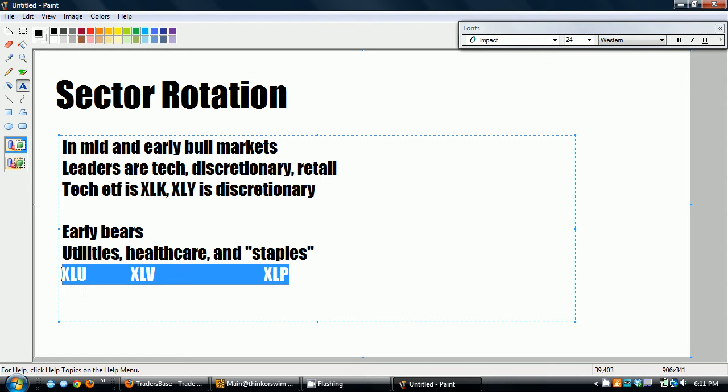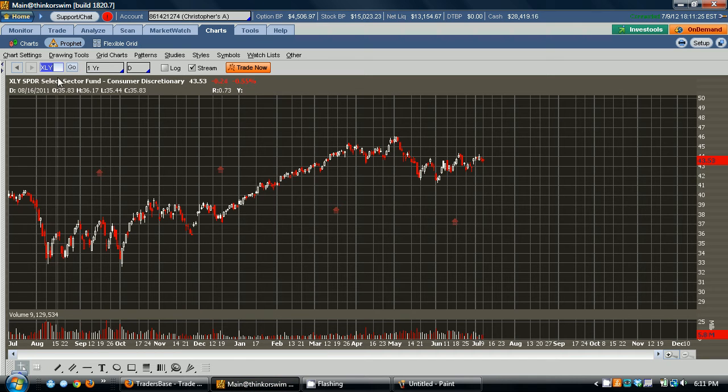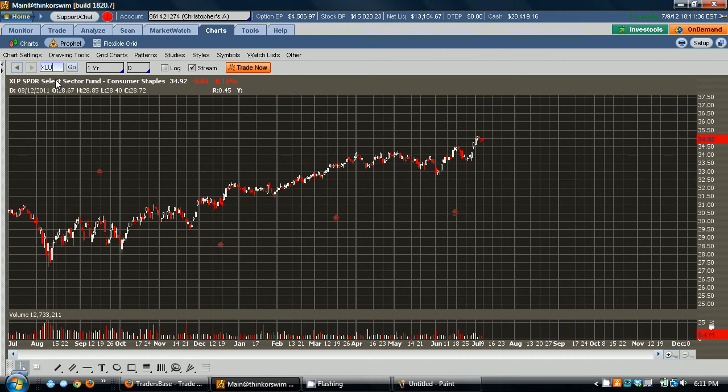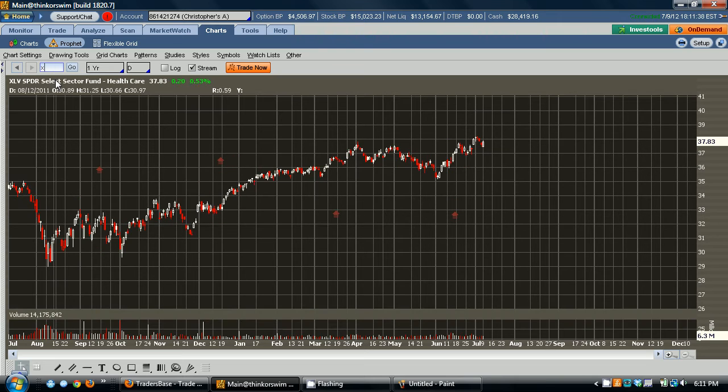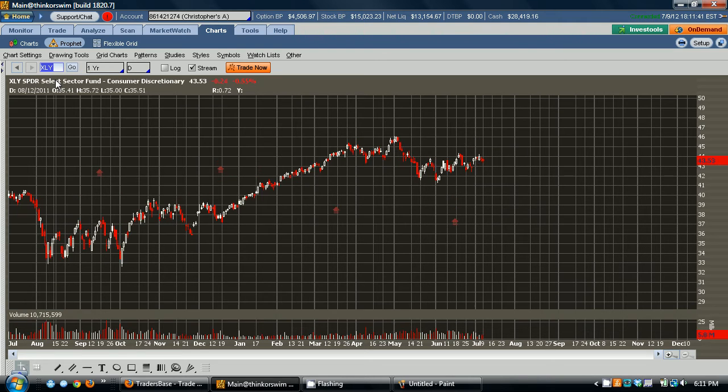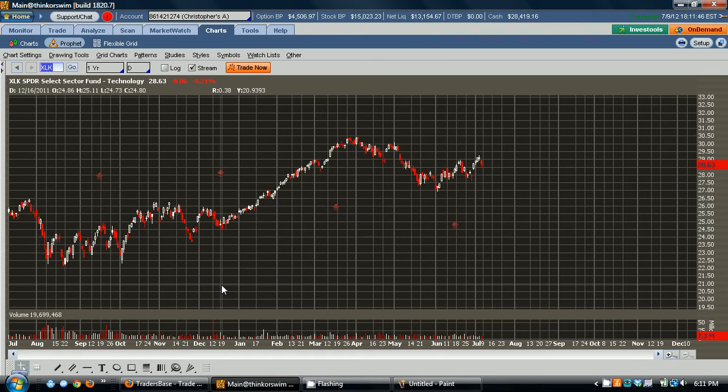Okay, so let's take a look at the current conditions. We have XLY, XLP, XLU, XLV, and XLK. The first and simplest thing we're going to do is a ratio chart of XLP to XLY. This gives us the most crude and basic measure that is still useful to see where money is actually going. So XLP divided by XLY.